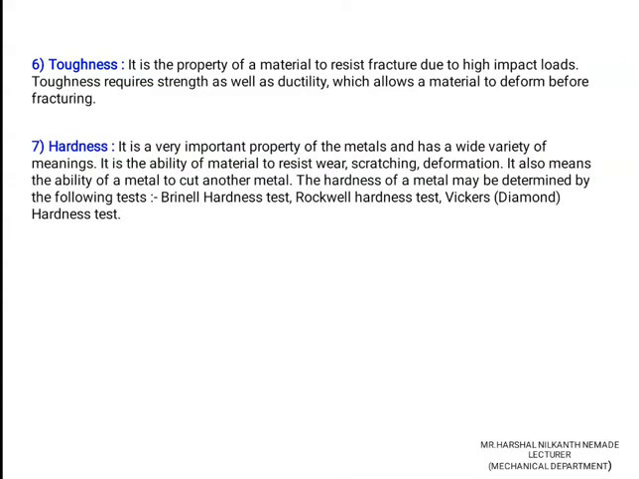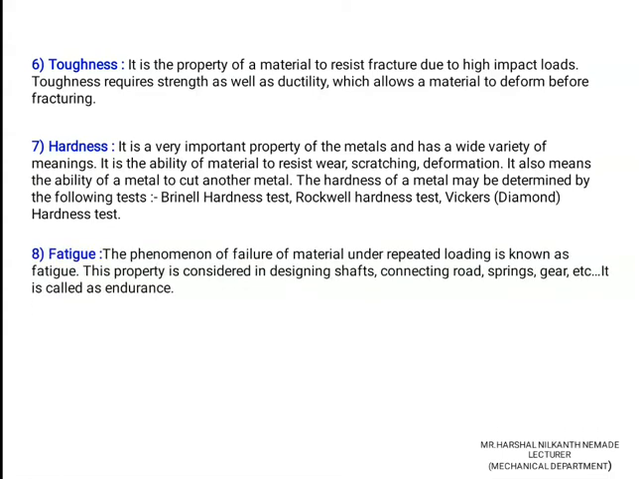Hardness. It is a very important property of a metal, has a wide variety of meaning. It is the ability of a material to resist wear, stretching, deformation. It also means the ability of metal to cut another metal. The hardness of the metal may be determined by the following tests: Brinell hardness test, Rockwell hardness test, and Vickers diamond hardness test.